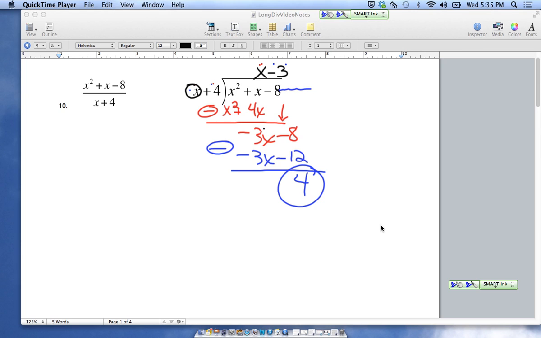The way you would present your final answer to this problem, the quotient is x minus 3 plus the remainder over the divisor, which is x plus 4. And the answer looks like a mixed expression from an earlier section of chapter 6.